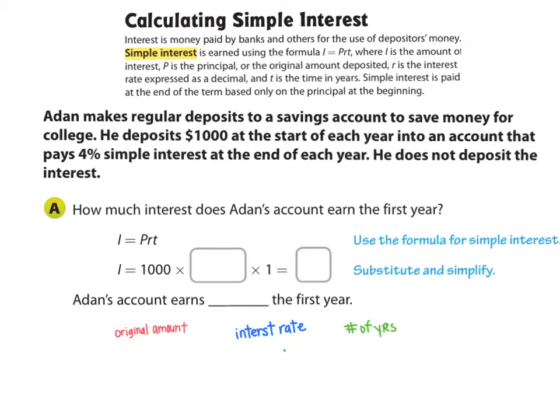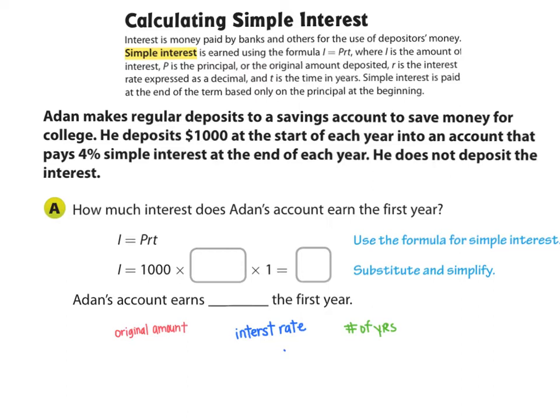We made a foldable in class and we filled in basically this paragraph, which is describing the definition of simple interest, and it's also going over the formula. It's telling us what I represents in the formula. It's telling us what the capital letter P represents, the letter R, and the letter T, which you can also refer back to that foldable we made.